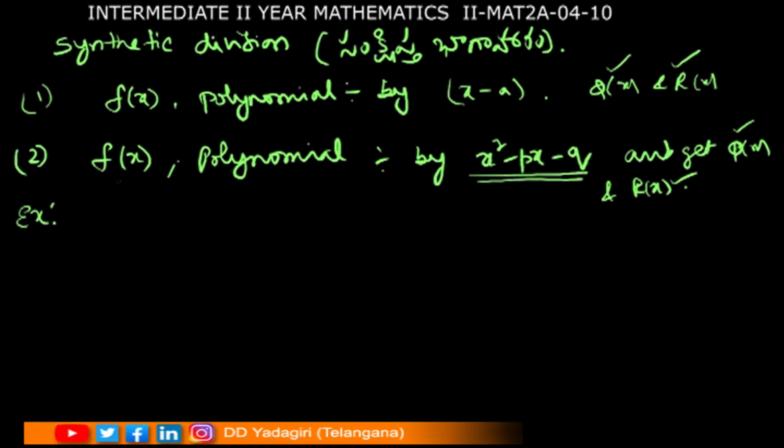Let us take an example and see this. Let the polynomial be 2x power 5 minus 3x power 4 plus 5x cube minus 3x square plus 7x minus 9.